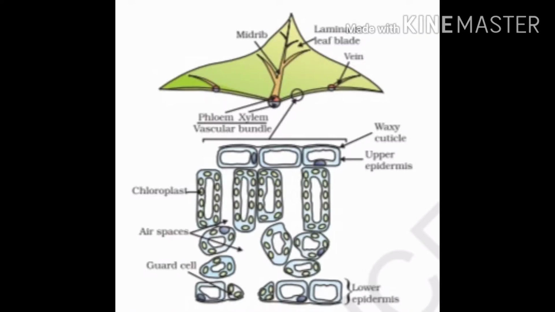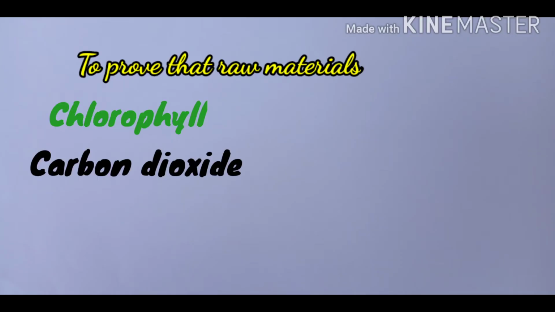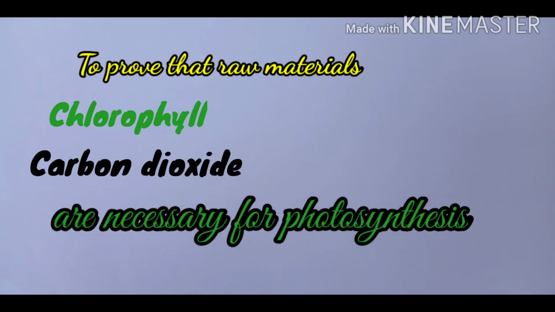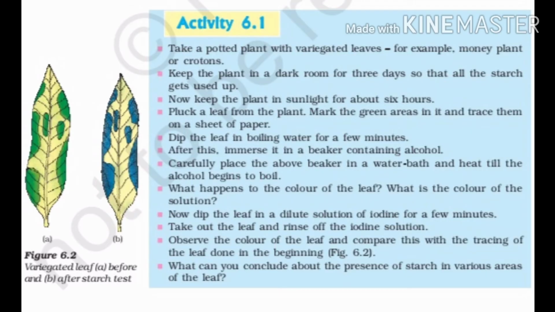Now, if you carefully observe a cross section of a leaf under a microscope, you will notice that some cells contain green dots. These green dots are cell organelles called chloroplasts. These chloroplasts contain chlorophyll. Now let us study an activity which demonstrates that chlorophyll is essential for photosynthesis. Take a potted plant with variegated leaves such as a money plant.